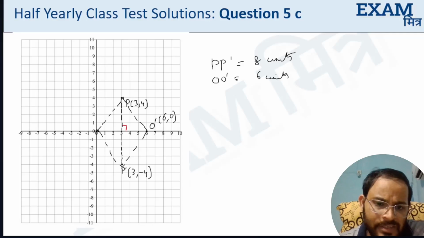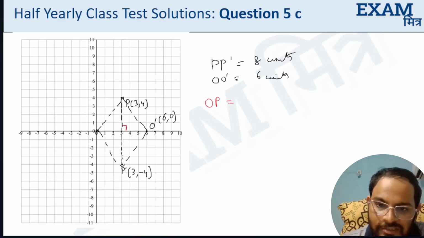But it may be a kite as well. But again, the diagonals in a kite do not bisect each other. Only one of them bisects the other, but not each other. But here we can see that the diagonals are bisecting each other. So that means it is a rhombus. So if we find any one side of this rhombus, we can just multiply it by 4 to get the perimeter. Okay. So let's find OP.